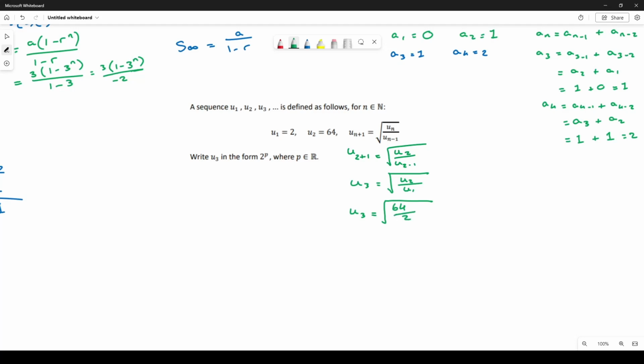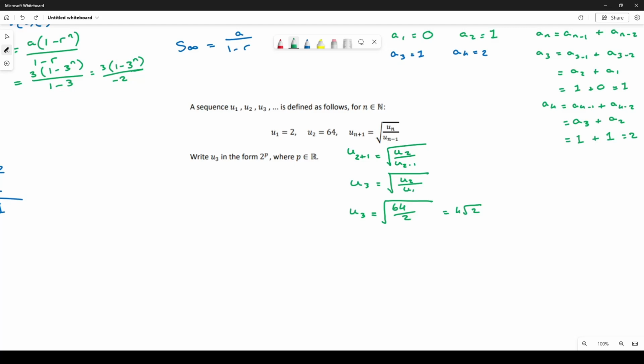U2 is 64, just from up here, U1 is 2. Now, some nerds immediately slam that into your calculator, and what will it give you? Like 4 root 2 or something. And people just think they're gas when they do it. But they wanted you to write it in the form of 2 to the power of p. Even if you did this, you'd still get like 7 out of 10.